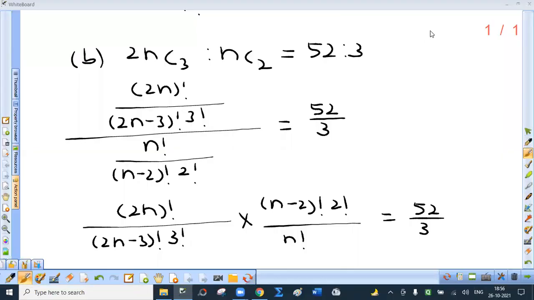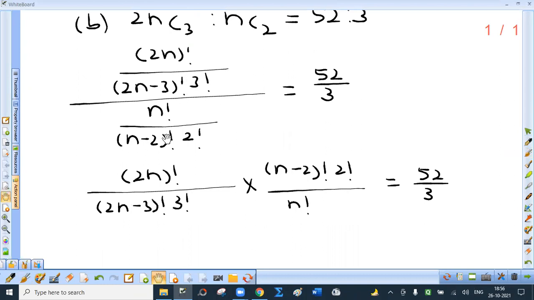B, 2nC3 is to nC2 is 52 is to 3. Now what is 2nC3? 2n factorial upon 2n minus 3 factorial into 3 factorial. Don't forget to put 2n in brackets, otherwise it will mean 2 into n factorial. No, it is factorial of 2n. Now, ratio A upon B upon C upon D is A upon B into D upon C.